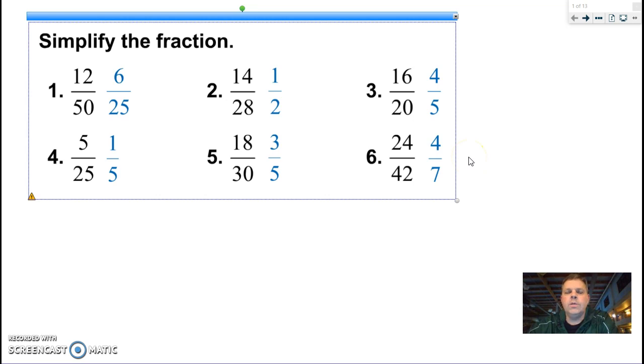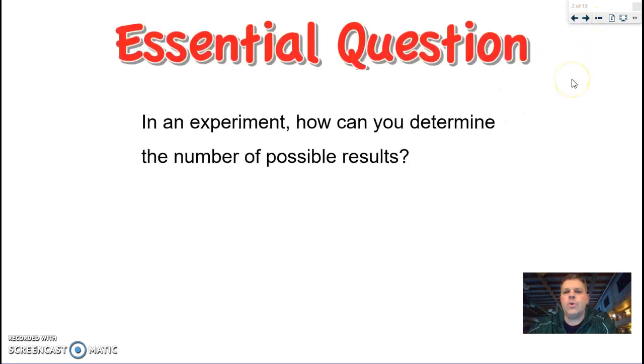Again, we're going to work on simplifying some fractions using probability. Our essential question for today is, in an experiment, how can you determine the number of possible results?